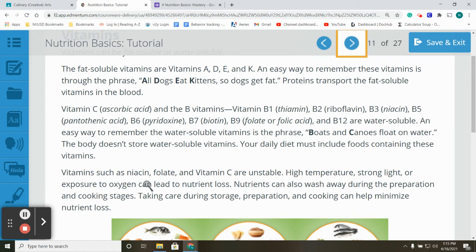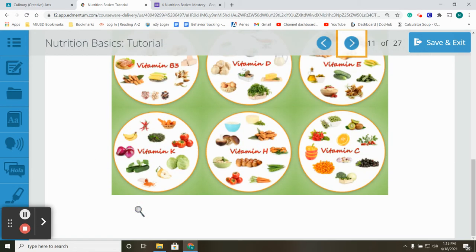Vitamins such as niacin, folate, and vitamin C are unstable. High temperature, strong light, or exposure to oxygen can lead to nutrient loss. Nutrients can also wash away during the preparation and cooking stages. Taking care during storage, preparation, and cooking can help minimize nutrient loss.